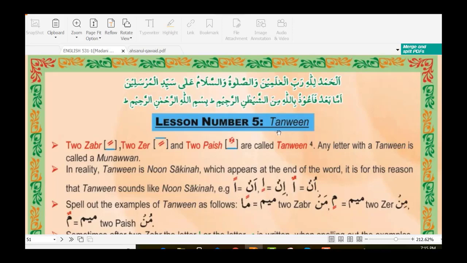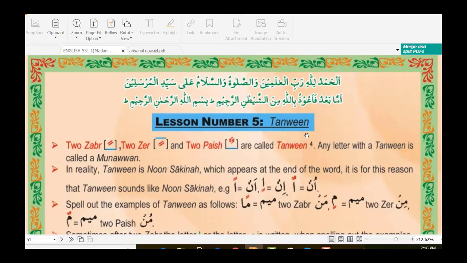Tanween actually means double fatha, double kasra, and double dhamma. When a sign comes 2 times, when a sign comes doubled, we say it tanween, like double zabar, double zair, and double pesh. You can also say it fathatain in Arabic. In Arabic they are called fathatain, kasratain, and dhammatain. So double fatha, double kasra, and double dhamma, they are called tanween.